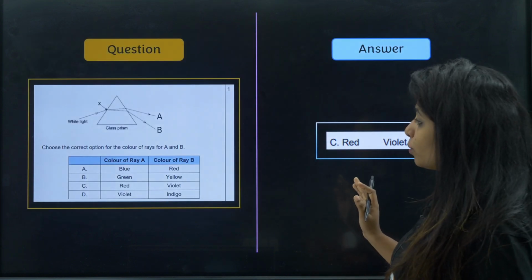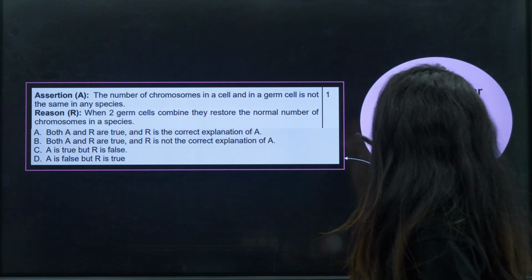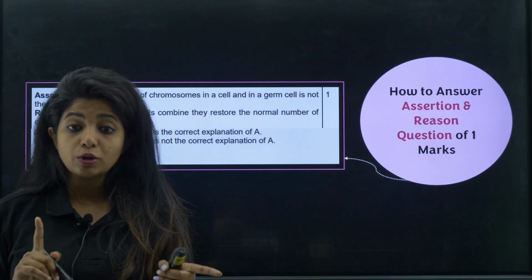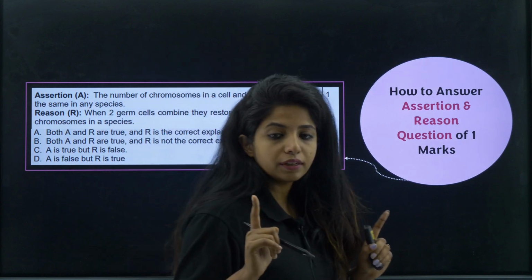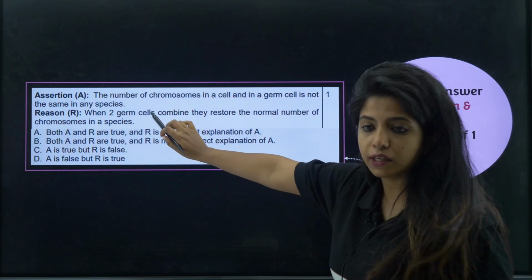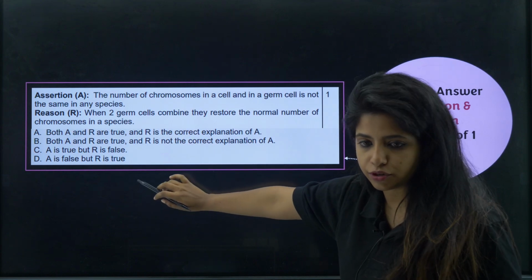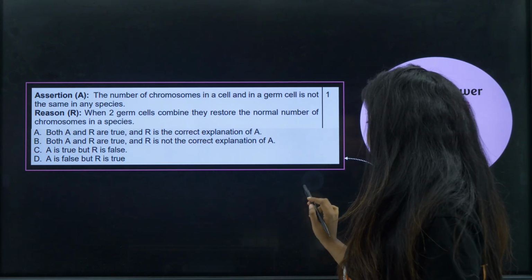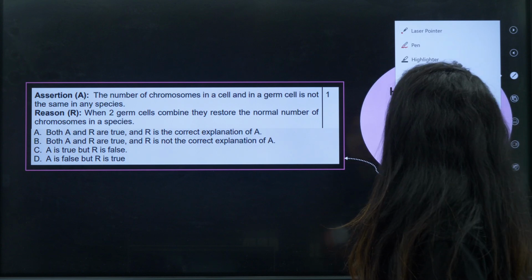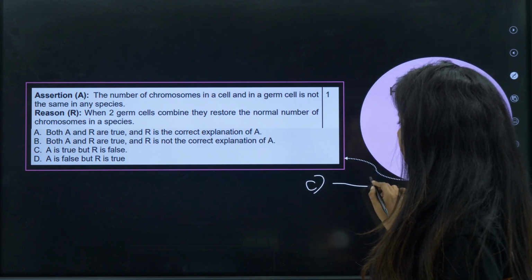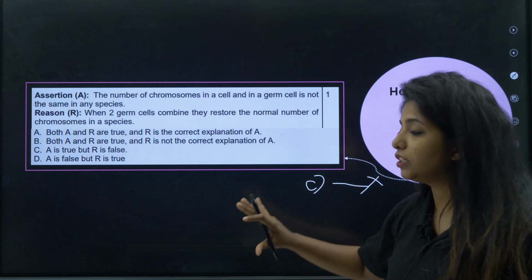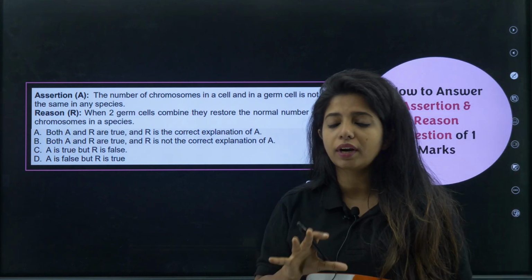Now the next type of question is how to answer an assertion and reason question of 1 mark. Over here, assertion and reason will be given, and along with that you have the options. Again, if you're just writing that the answer is option C, then it becomes wrong. You have to write the whole thing, and I'll tell you the importance of writing the whole thing.